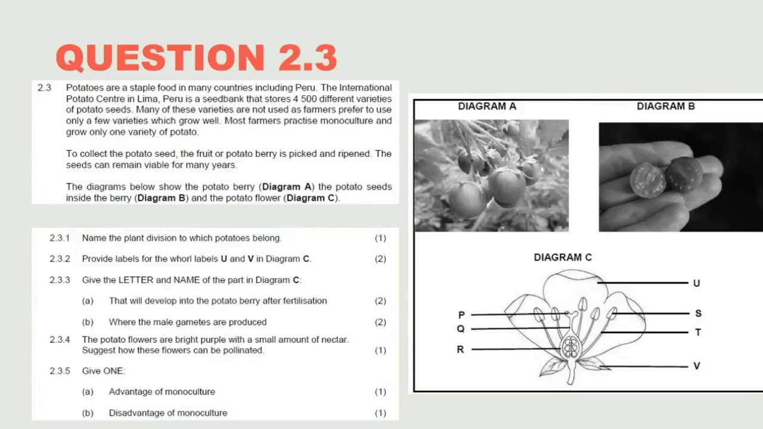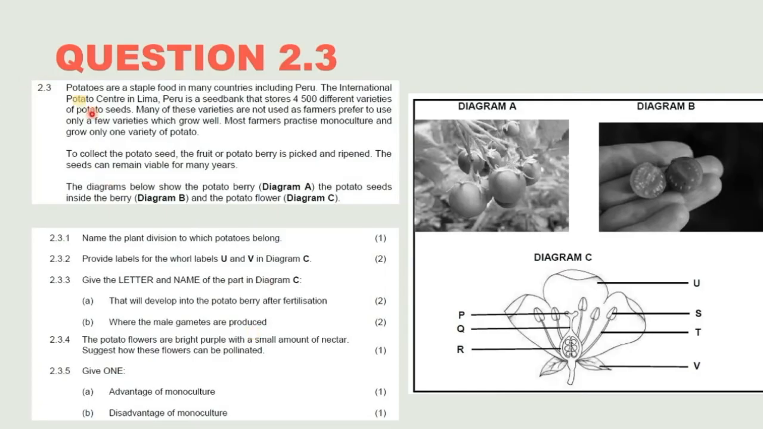So let's have a look at question 2.3. Question 2.3 is about our next plant division, which is the Angiosperms, because they are flowering plants. Let's read through the given information and the questions to see what is asked of us.